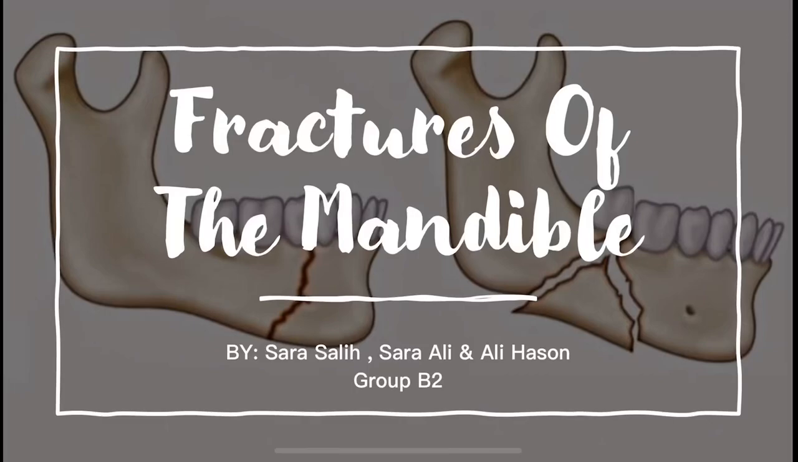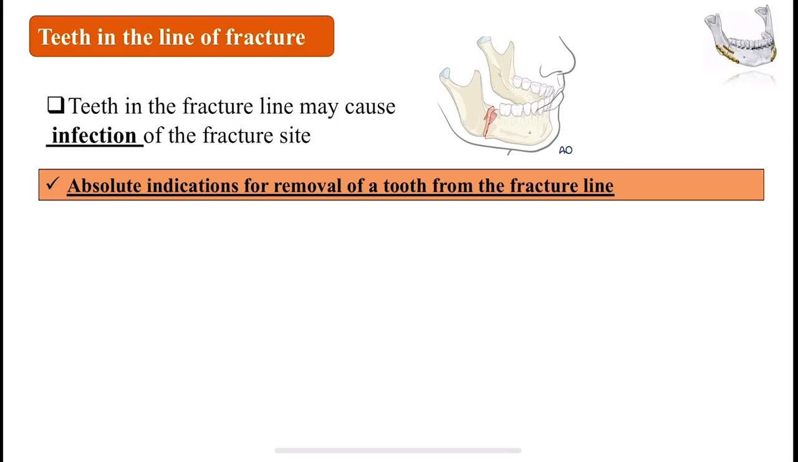I will talk about the second part of our seminar, which is the fracture of the mandible. Teeth in the line of a fracture. Teeth in the line of a fracture may cause infection of the fracture site, either from the oral cavity through a disrupted periodontium or directly from an infected pulp or chronic periapical infection. Infection of the fracture site will result in a protracted healing or even non-union.